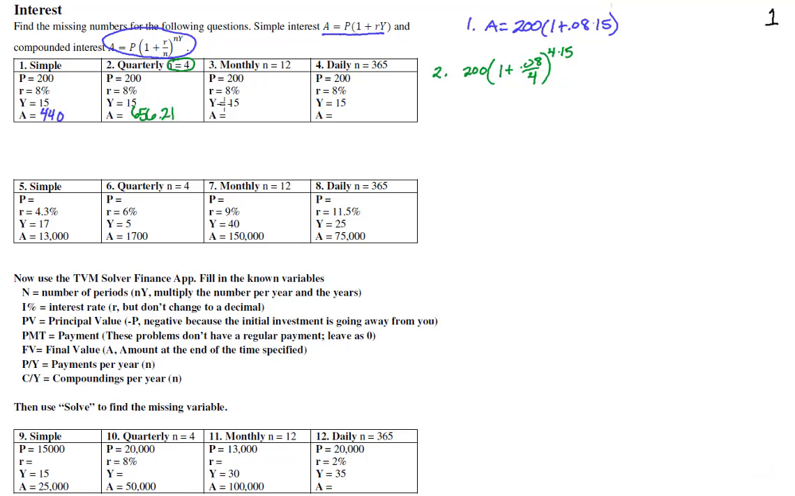656.21. Good. Monthly. So number 3 is going to look a little bit different. And it's going to be where we're starting with $200. We still have the 8% interest, but in this case, we're going to divide it by 12 and do every month we're going to have a compounding.